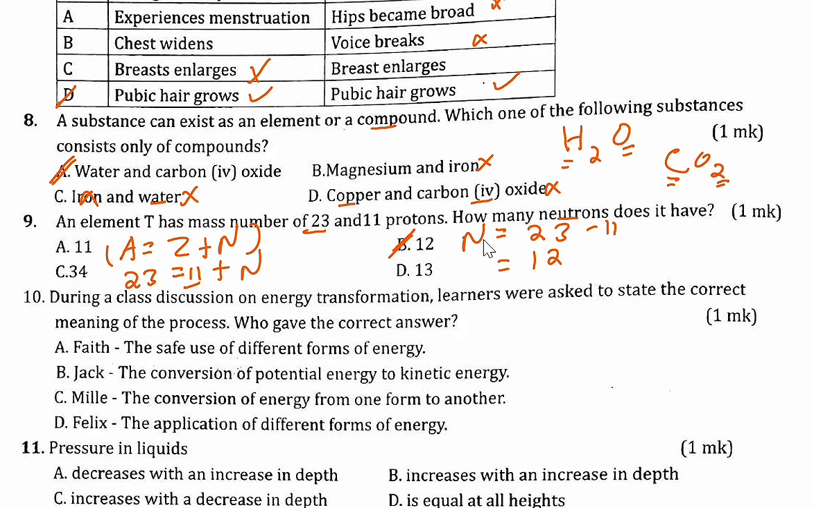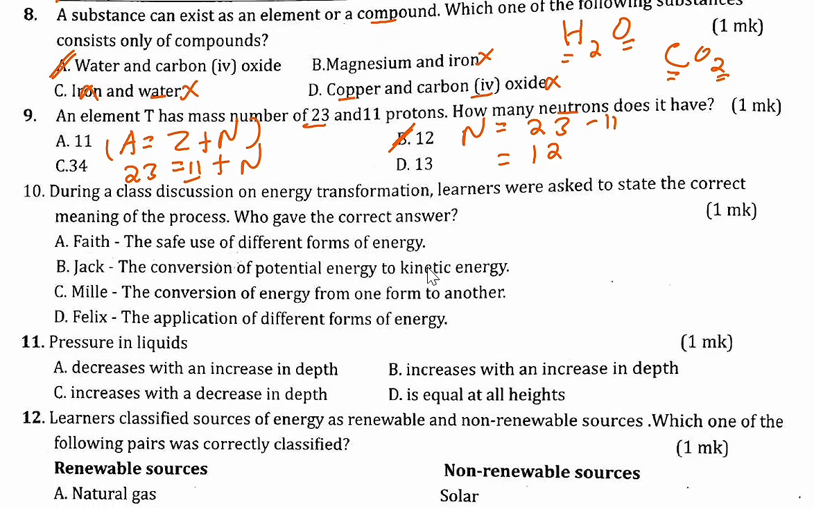So number 10, during a class discussion on energy transformation, this is grade 7 work, learners were asked to state the correct meaning of the process. Who gave the correct answer? So Faith, the safe use of different forms of energy, not true. You can hear the word transformation. Jack, the conversion of potential energy to kinetic energy, not true. But D. Felix, the application of different forms of energy, not true.